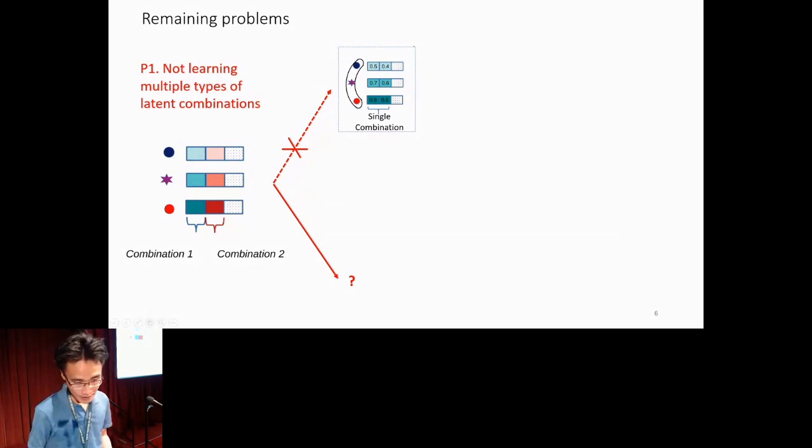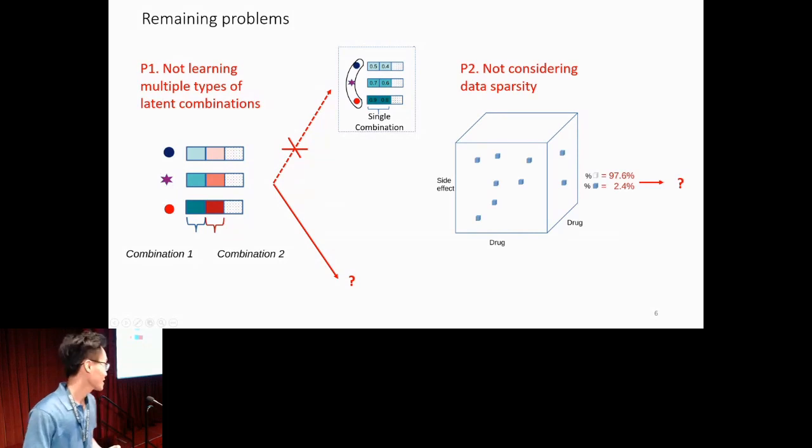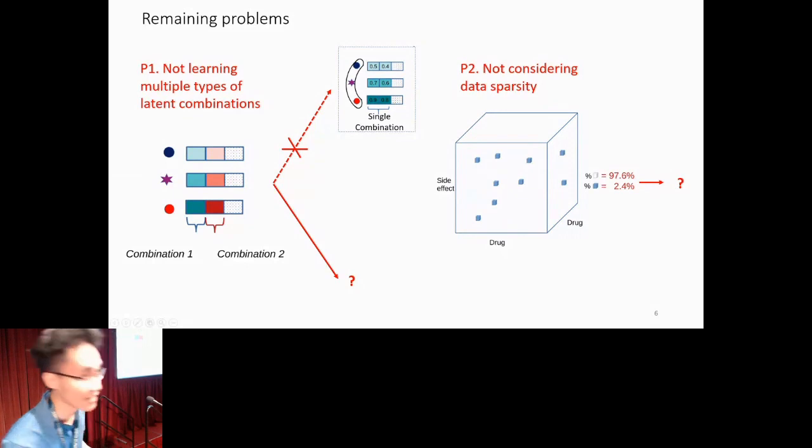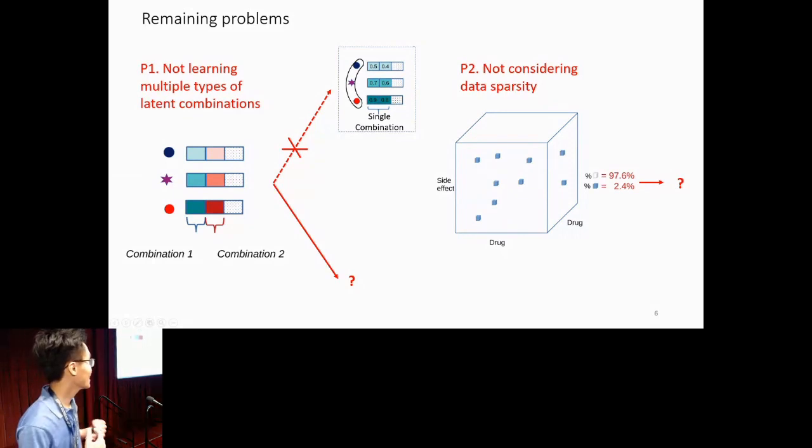And the second problem is data sparsity. So let's imagine drug and side effect data in the form of a three-dimensional tensor. And for the larger data, the non-interaction data is about 97.6%. So we have very sparse data. And learning on sparse data is normally hard. So we propose some methods to deal with sparse data.